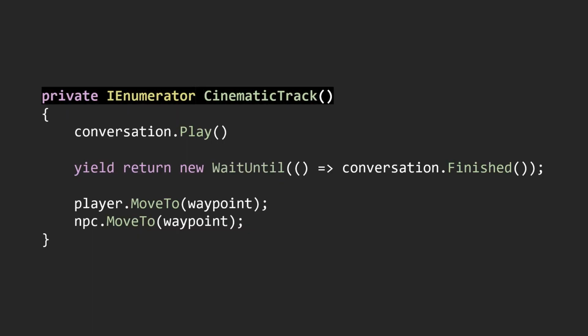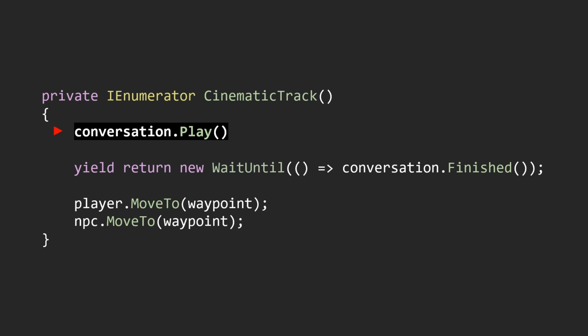We can give our cinematic a name. In this case I called it cinematic track. IEnumerator means that this is implemented as a coroutine, which gives us the powerful ability to pause this piece of code. That is something that will come in handy later. We can now play through this cinematic track as if it was a normal timeline.